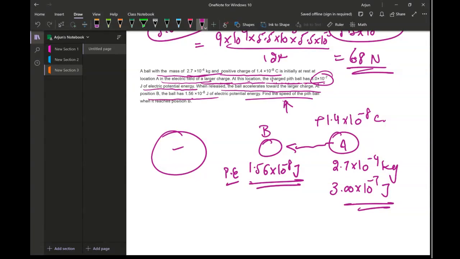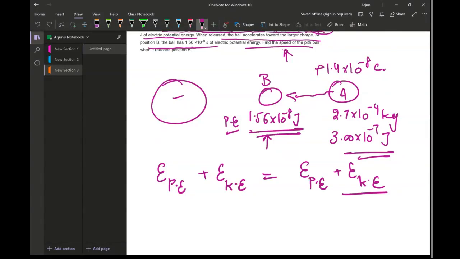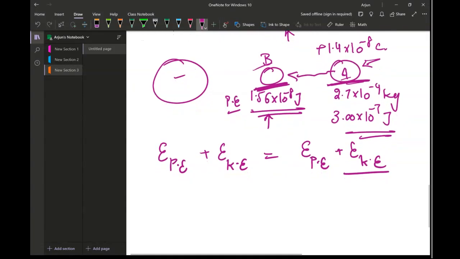We wanted to find the speed at this particular point. So I'm going to use the conservation of energy equation: EPE plus EKE equals EPE plus EKE. This is the equation I'm going to use. Whatever the total energy is here, the same amount of energy will be here. Total energy at A and B will remain the same, but there will be a change in the potential and kinetic energy. So initial kinetic energy is 0. Everything is in the potential energy because the charge is at rest.